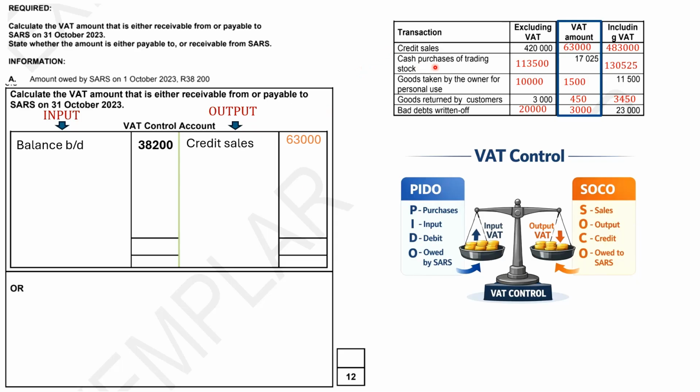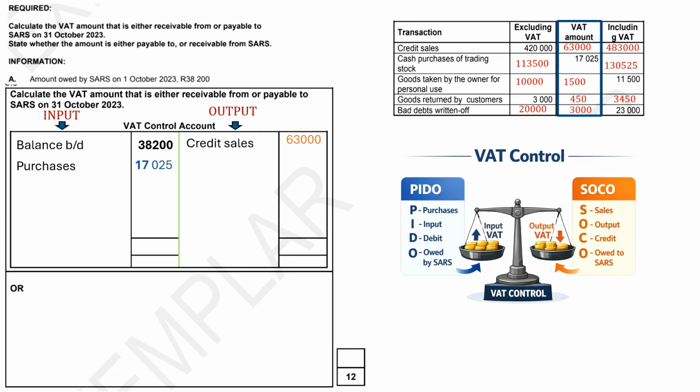We have cash purchases of trading stock. So follow the stock, like I said. Where are the goods? If you're buying stock, where is it? The stock is coming in, so it's input. And also if you look at your PIDO here, input, stock purchases come in. It's on the debit side. So we're going to write purchases and put it under input. Remember, we're still using our VAT amounts. We're not going to use any amounts in this video except our VAT amounts.